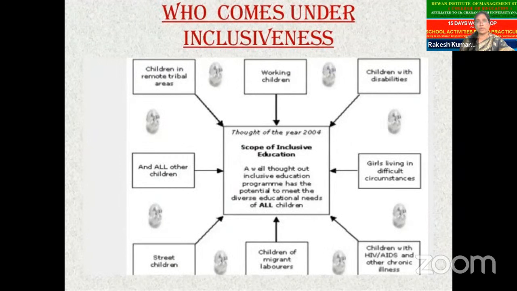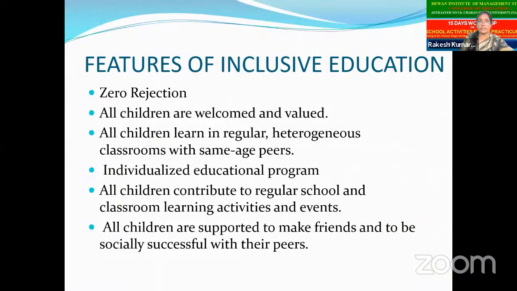So, the next slide: who is included in inclusiveness? We can see that children in remote tribal areas, working children, children with disabilities, girls living in difficult circumstances, all children are included in inclusiveness. Gifted children, mentally retarded children, talented children, creative children, and autistic children, all these children are included in inclusive education.